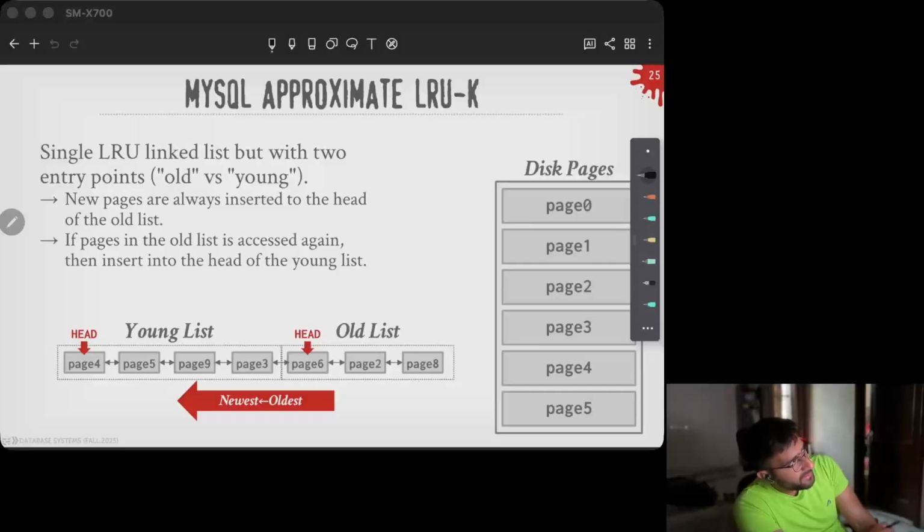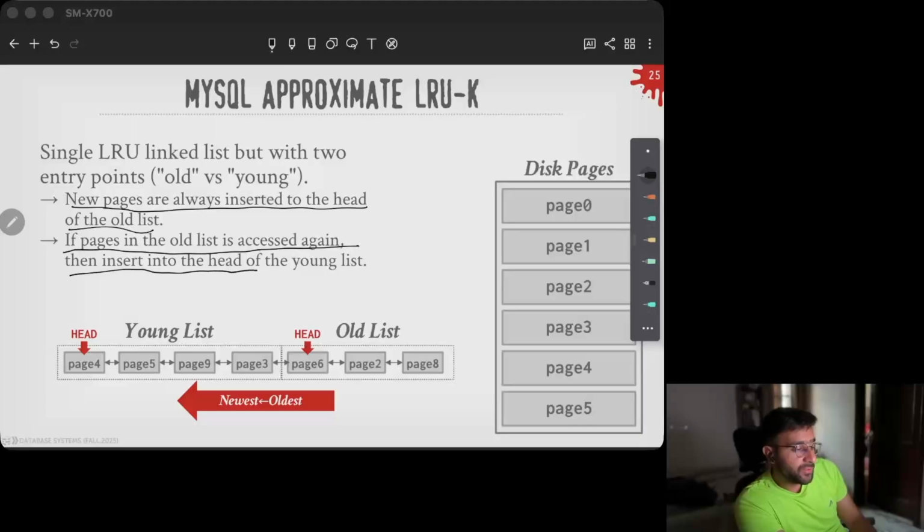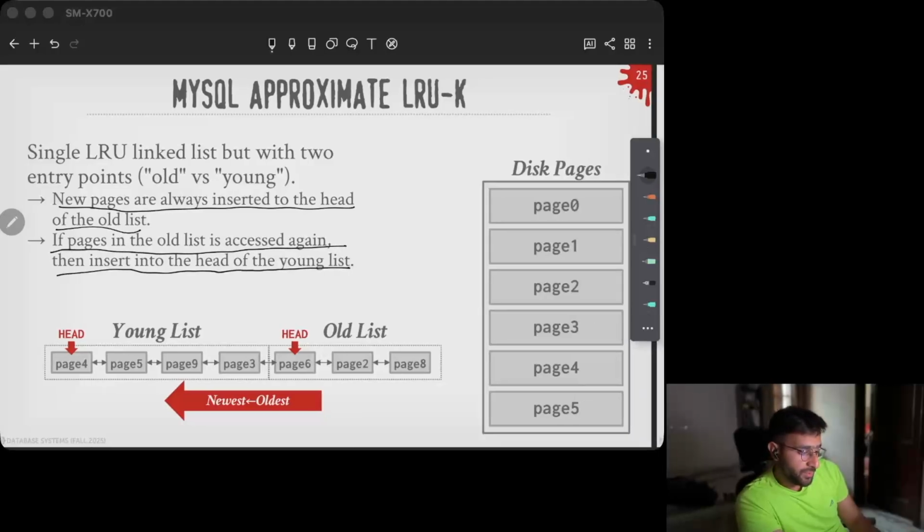Although when I was studying this, I assumed that the old part was the pages which are less likely to be evicted, but that's not the case. The old list contains the pages which are most likely to be evicted. So the new pages are always inserted at the head of the old list. If they're not used, they will eventually slide down to the end of the list. If a page in the old list is accessed again, then it is inserted into the head of the young list. So if you are using this particular page again, you jump this page above in the hierarchy.